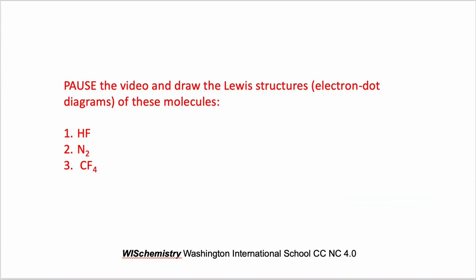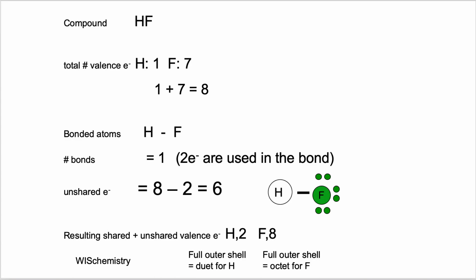And pause here to draw the Lewis structures of hydrogen fluoride, nitrogen, and carbon tetrafluoride. So pause until you've completed all of those. And check what you've done. Look at the valence electrons, look at the number of bonds, each made up of 2 electrons, and where you're putting the unshared. So just pause to read through that one.